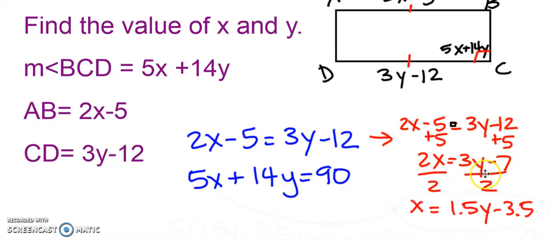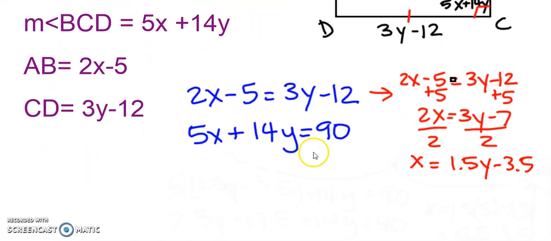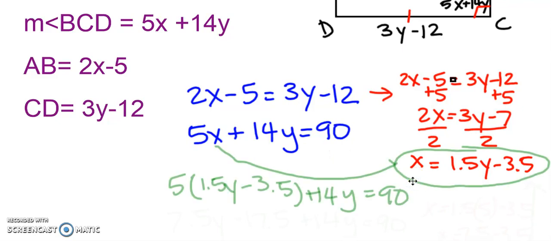I divide both sides by 2. So I cancel my 2's, I just get x, and then 3 divided by 2 is 1.5y, negative 7 divided by 2 is negative 3.5. So I've solved for one variable. Now I'm going to take that and plug it in to the second equation. So I literally took the whole second equation and I just replaced x with the value over here. And so now my whole equation is just y, and I'm going to solve for y now.